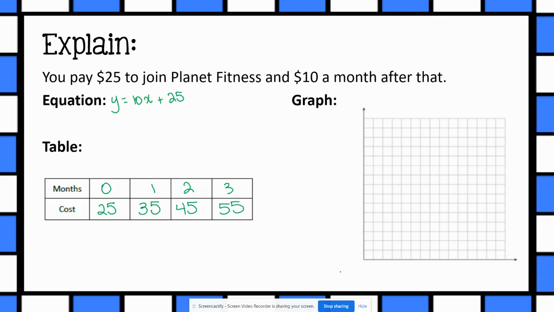For 3 months, I would do 10 times 3, which is 30, and then 30 plus 25 gives us 55. So if we put these on our graph, X represents the number of months and Y represents the total cost. So since months are only going up by ones, we can just use intervals of 1 for this. And then Y goes all the way up to 55, so we might want to use intervals of 5.